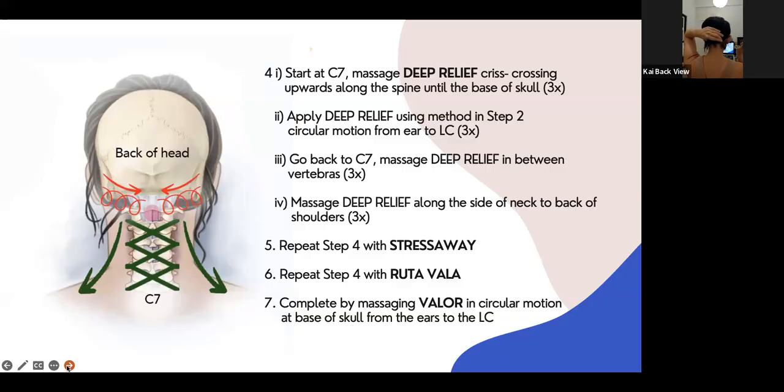Now, the instruction on 4.2 is to apply the deep relief using the method in step 2. So remember, coming back to near the ears, I will do circular motion to the center and the other side. And I repeat 3 times on each side.